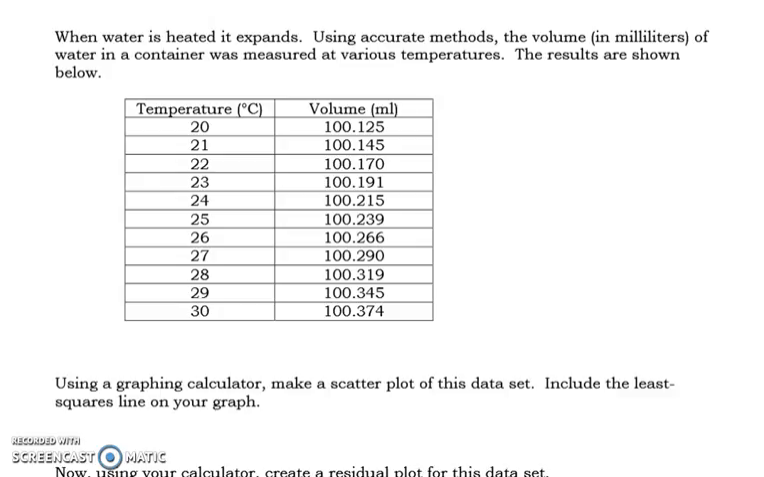When water is heated, it expands. Using accurate methods, the volume in milliliters of water in a container was measured at various temperatures, and the results are shown below. So we have various temperatures in degrees Celsius, and then we have the volume in milliliters. Using a graphing calculator, we're going to make a scatter plot of the data, including the least squares line, and then use the calculator to create a residual plot, and then tell me if you see a clear curve or pattern, and what does this tell you about the original data set?